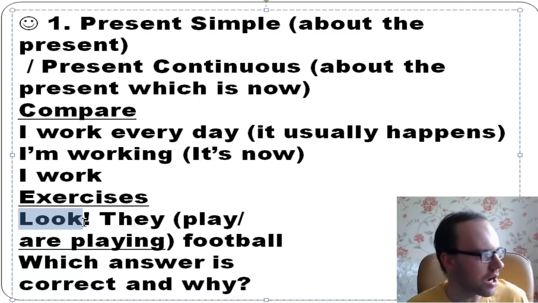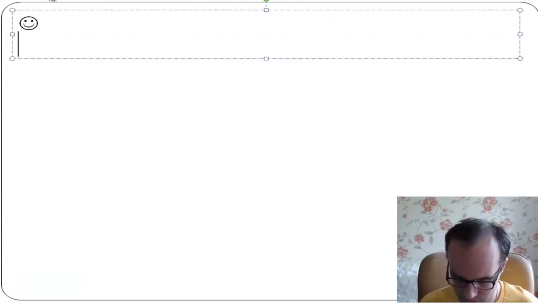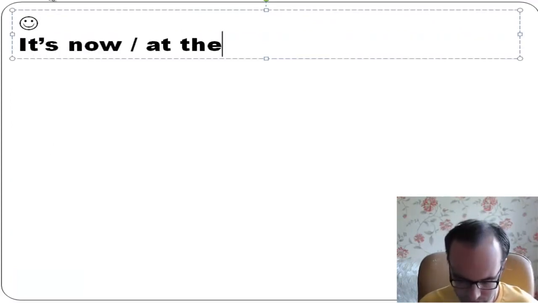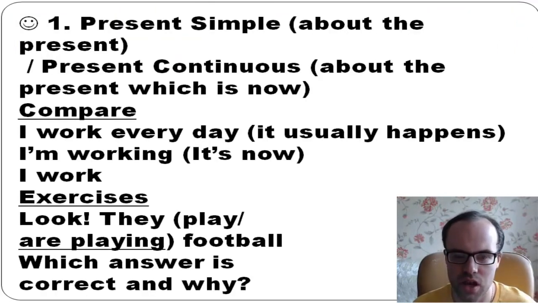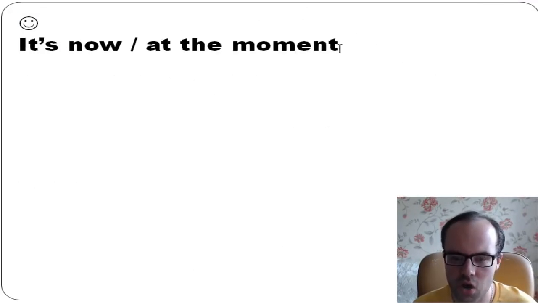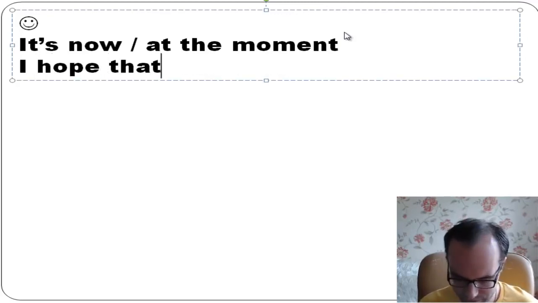Look, they are playing football. It's now. It's at the moment. So you need to use present continuous. Very good. Okay, present simple and present continuous. I hope that's clear.